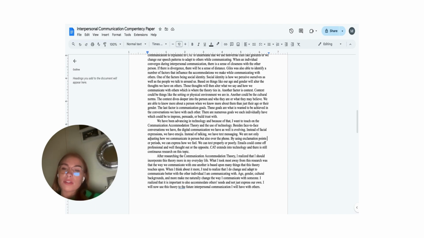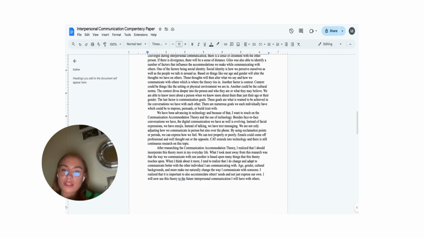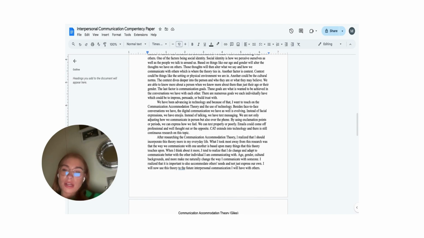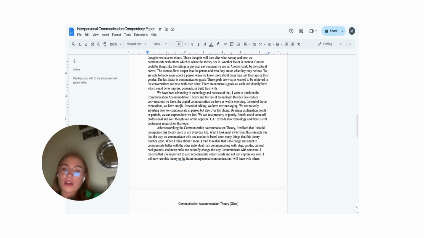Giles was also able to identify a number of factors that influence the accommodations we make while communicating with others. One of the factors being social identity. Social identity is how we perceive ourselves as well as the people we talk to around us. Based on things like our age and gender will alter the thoughts we have on others. Those thoughts will then alter what we say and how we communicate with others, which is where the theory ties in.